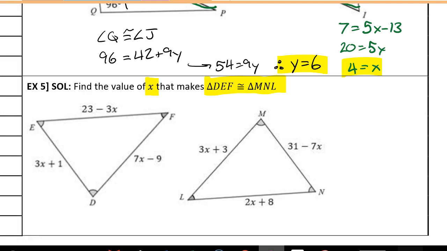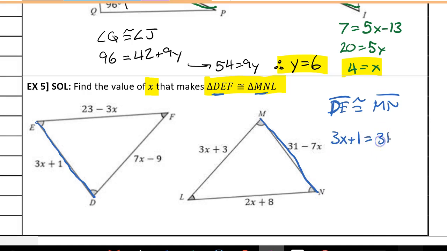So I'm going to start off with just looking at side DE in my first triangle, which is this side, 3x plus 1. I would like to know that it's congruent to side length MN, which is this side. Simplifying this now, after substitution, 3x plus 1 is equal to 31 minus 7x. I can go ahead and solve for x here. Add 7x over, 10x plus 1 equals 31. Subtract 1, 10x equals 30, giving me x is equal to 3.